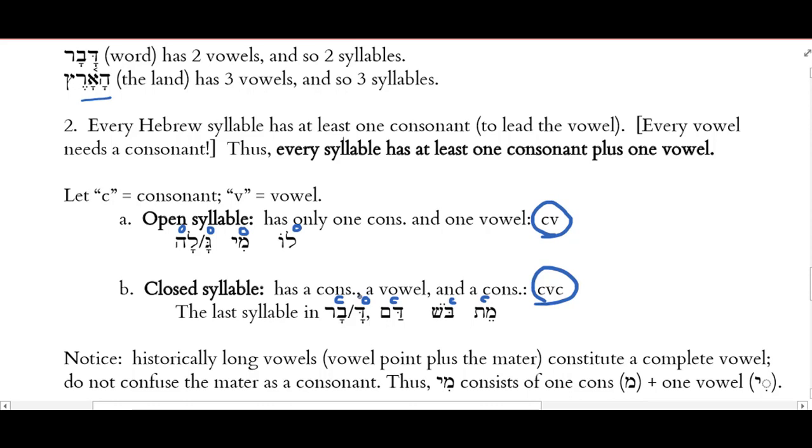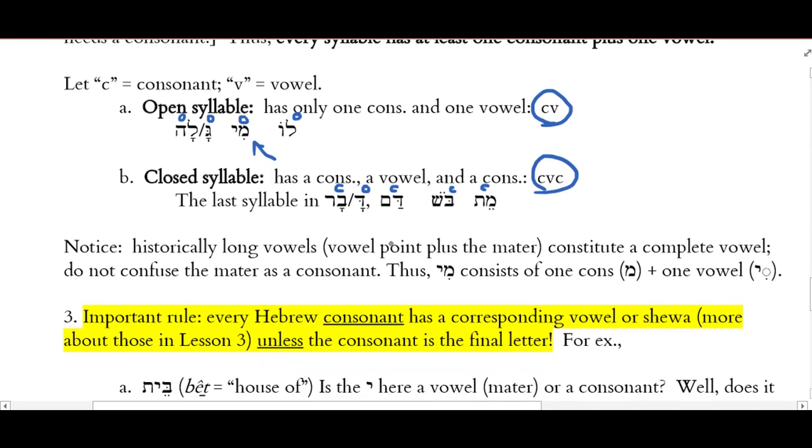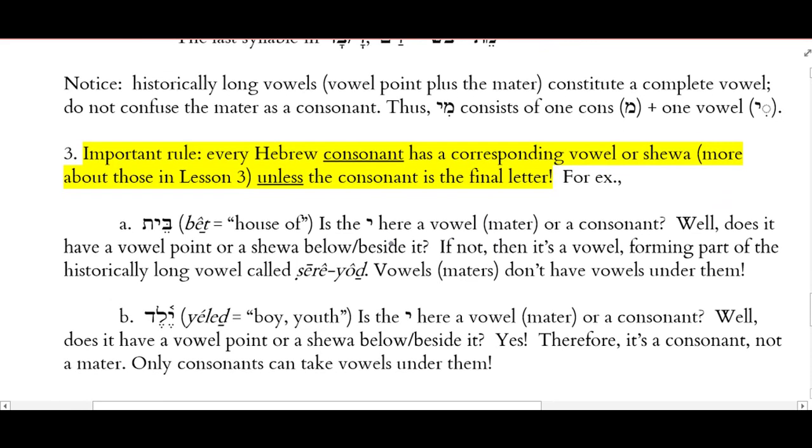I want you to notice here, historically long vowels, remember those are vowel points plus a mater, constitute a complete vowel. Do not confuse the mater here as a consonant. Thus, when you look at the word me, right up here for example, me consists of mem, one consonant, and hiriq yod, one vowel. You will notice that in my word processor, whenever I try to produce a Hebrew vowel, there is always a little circle here as a placeholder for a consonant, because the people that designed the script know that the Hebrew vowel cannot stand on its own. It always must go with a consonant.